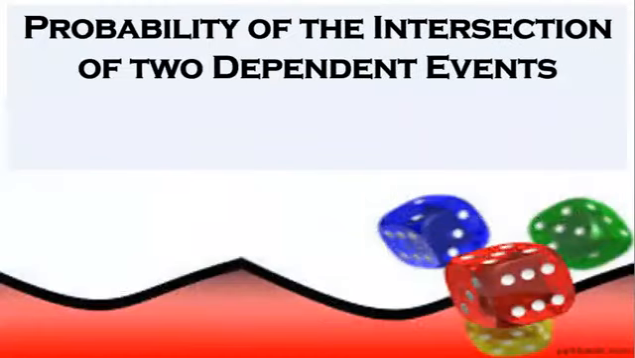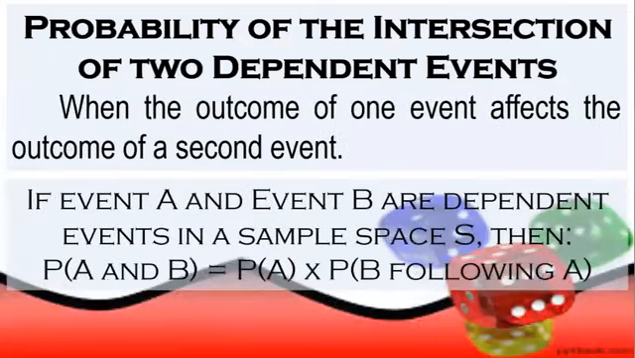Next naman po is the probability of the intersection of 2 dependent events. So when the outcome of one event affects the outcome of the second event. If event A and event B are dependent events in a sample space, then the probability of A and B is equal to the probability of A times the probability of B following A. So ganun pa rin naman po, we are still going to identify if it has the word and, or kung siya ba ay parang dependent or independent event.